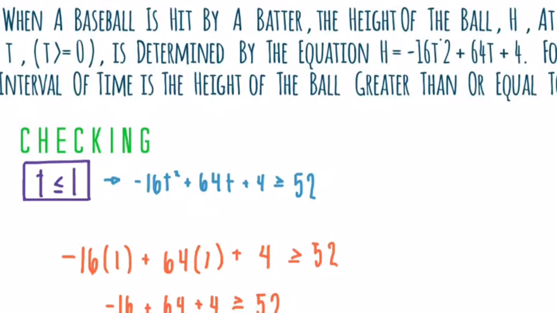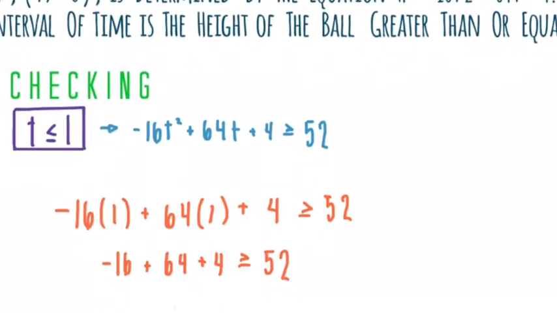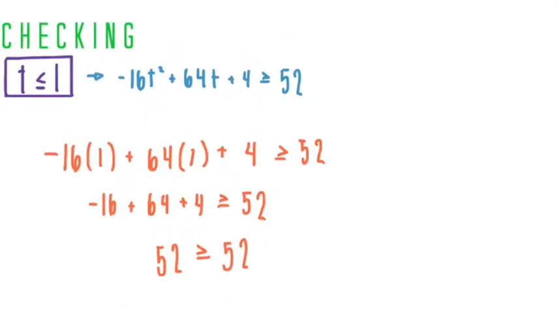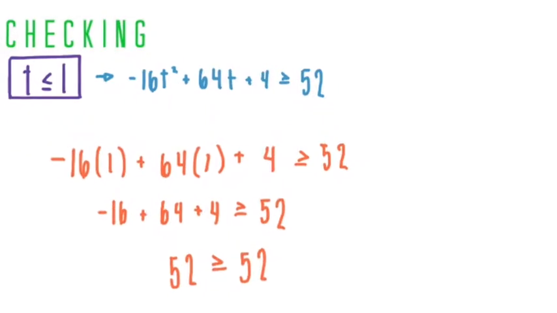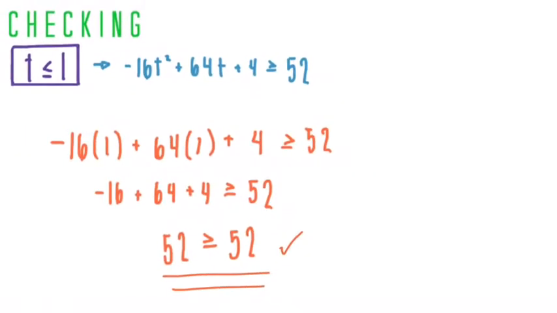Multiply these numbers together, and afterwards, add or subtract them. Check if it satisfies the final answer. For example, 52 is greater than or equal to 52. This is a true equation, or a true answer.